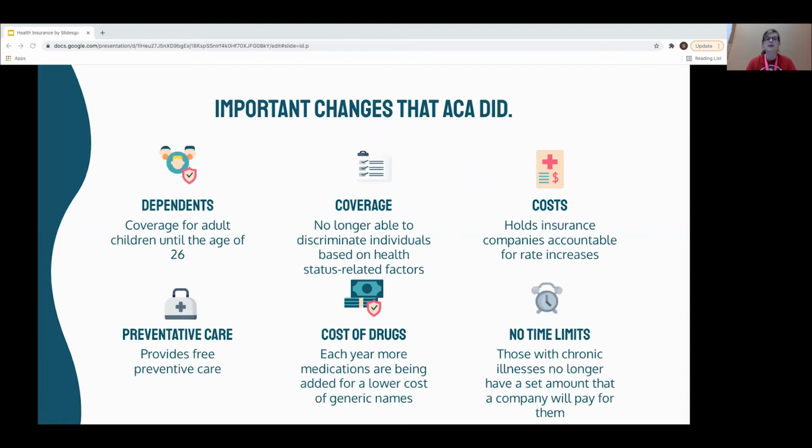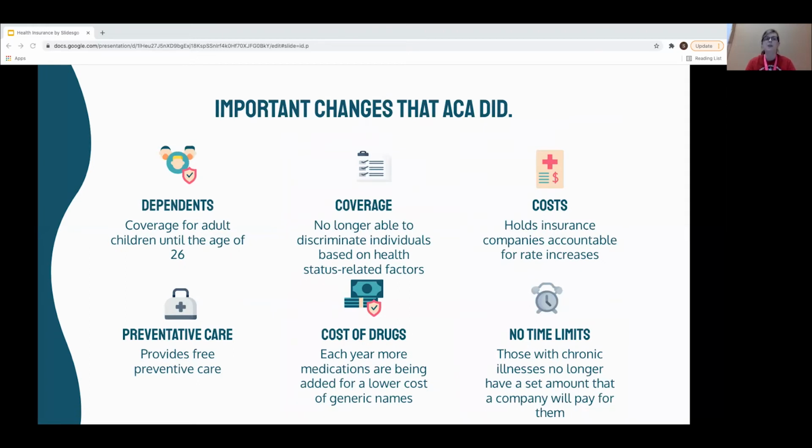So important things that the Affordable Care Act did was changing the dependent age, so having coverage for adult children until the age of 26. So no longer when you turn 18 do you have to figure out what you can do to make sure that you're taken care of, if you can afford that with your job employment.